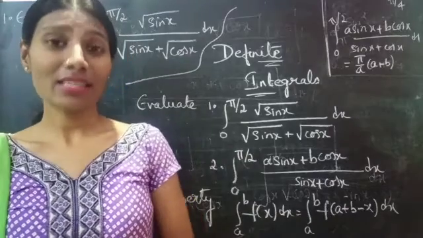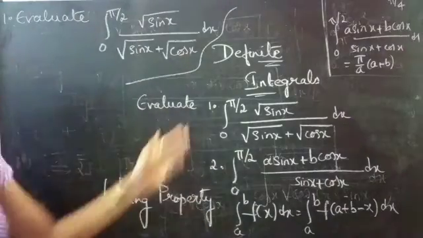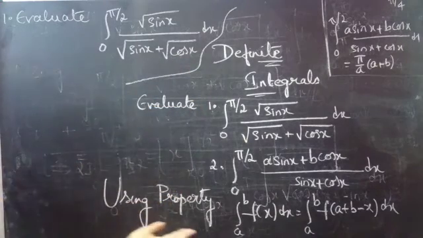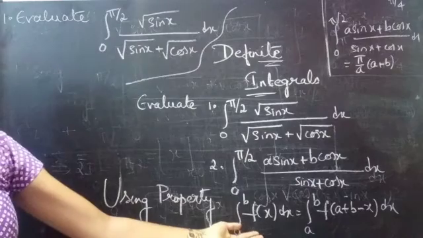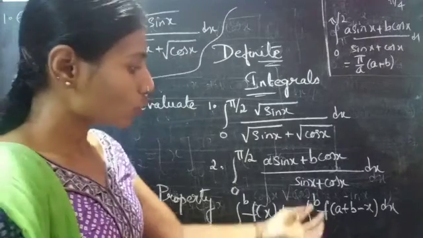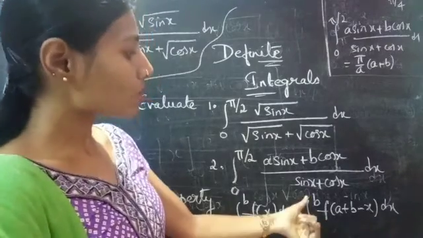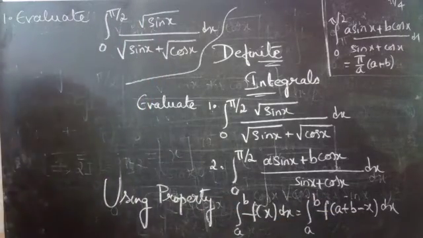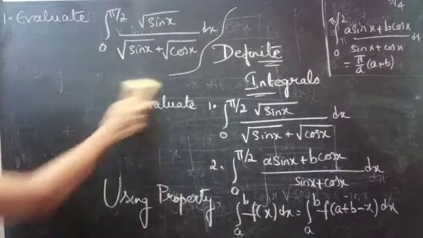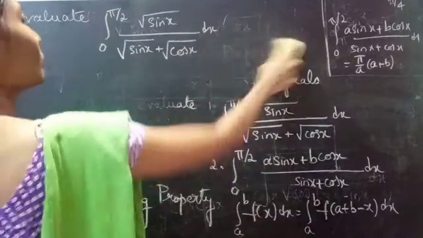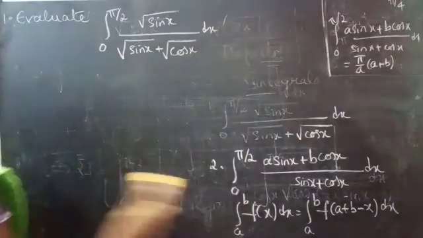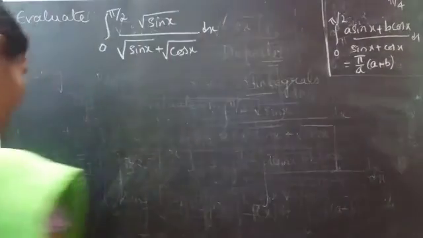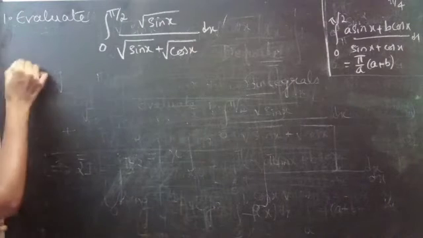In this video, we are going to evaluate two problems on definite integrals using the property integral a to b f of x dx equals integral a to b f of a plus b minus x dx. Okay, first one: evaluate integral 0 to pi by 2 root sin x by root sin x plus root cos x dx. Solution.